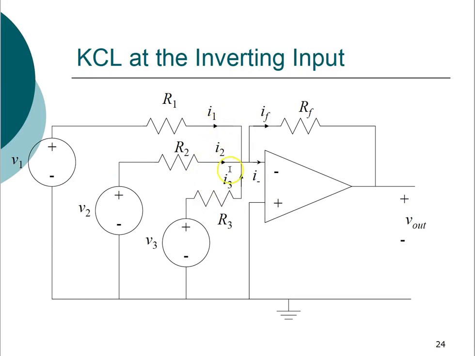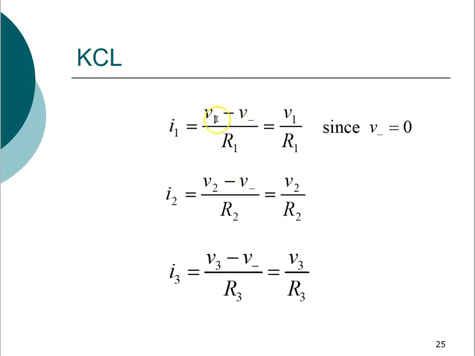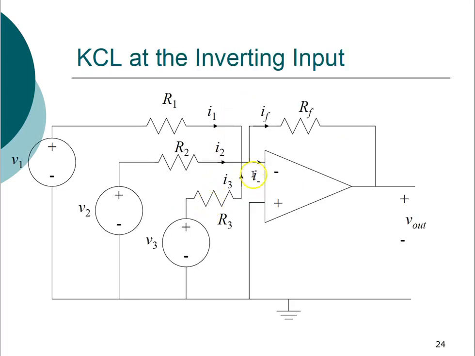So I1 is equal to V1 minus V dash upon R1. Where V1 is at this particular node, and this is V dash. So V1 minus V dash upon R1. The reason we are taking it this way is because our current is flowing in this direction, so that's why V1 minus V dash. You can take it the other way also, but you have to put a negative sign outside, and then you can say V negative minus V1.